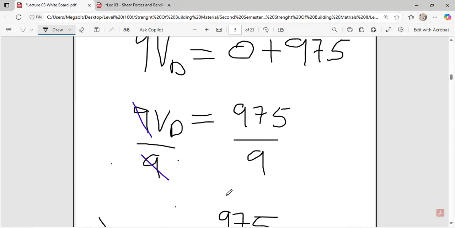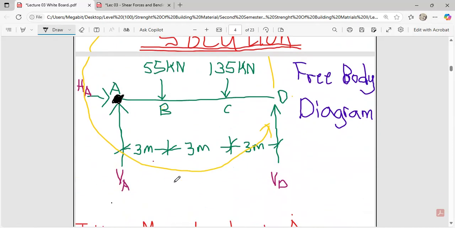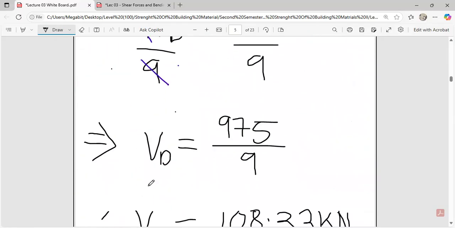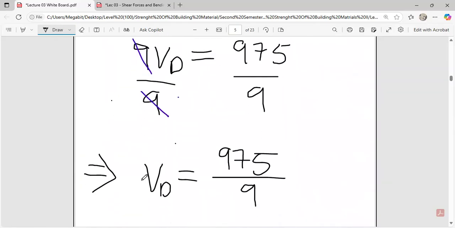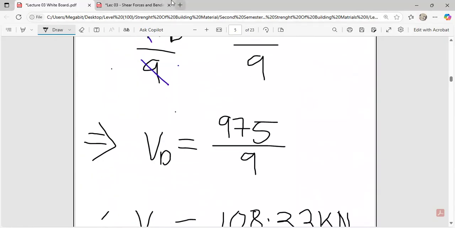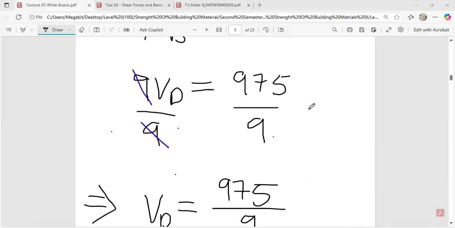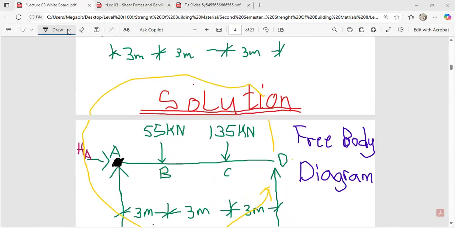So now we have to go and take moment about A to also find VE. Without wasting much time, let's go and find that too. We are done calculating for VD, so we want to go and find VA. It means that this time we have to come and take our moment at D.